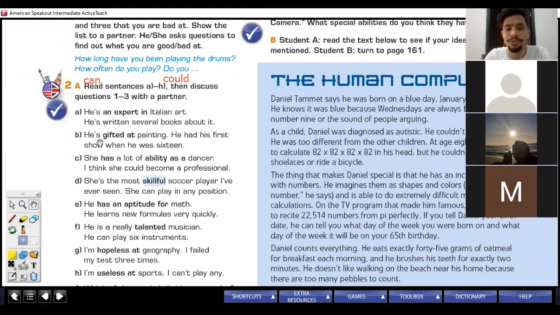Can I say he was gifted at painting? Guys? Can I use this one in the past? Can I or I cannot?